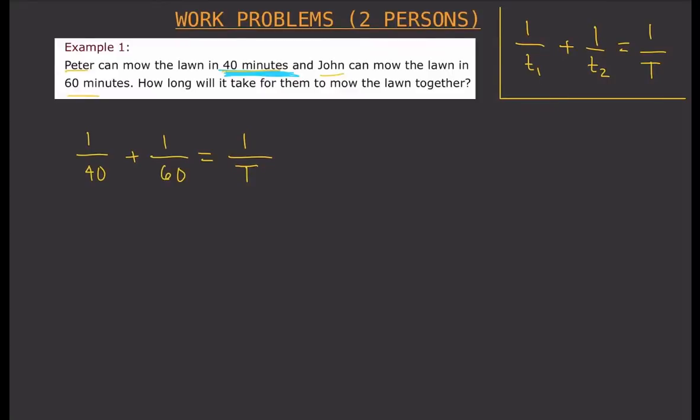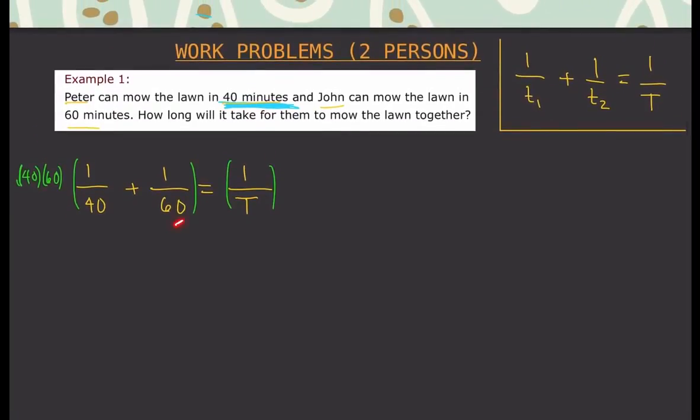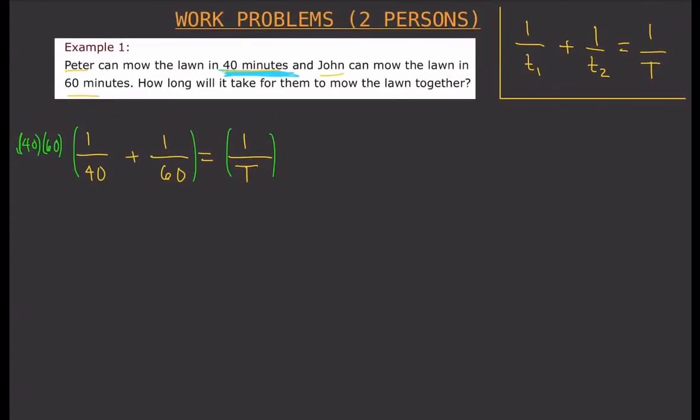So what we're going to do is we're going to multiply both sides by 40, so that we can get rid of this 40 here. And then we also have to multiply by 60, so we can get rid of the 60 here. And also, we have to multiply both sides by t, because we also want to get rid of this denominator. Okay, so we multiply by t. Or if you know how to use the LCD to solve these kinds of problems, you can also do that. Now, since I multiplied by this amount on the left side, I'm also going to do that on the right side.